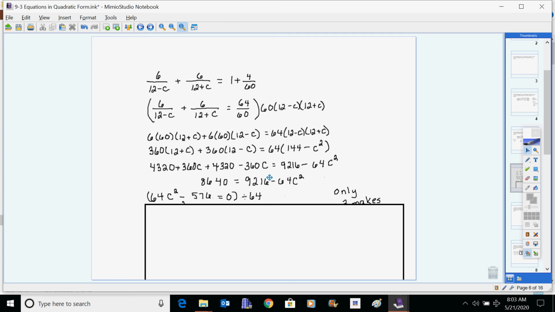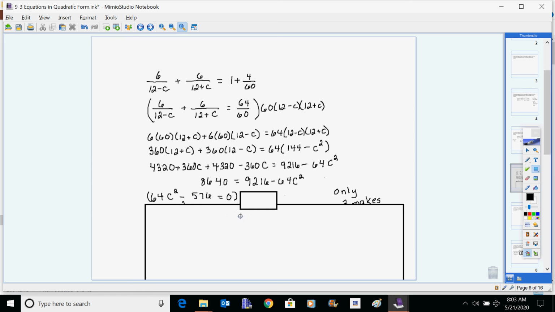So when you take 84/60 minus 9/12, we get that. But what's up with the 64? Okay, let's cover it for a minute so you don't have to see it. This is what happens when you add 64c and you subtract 9,216.